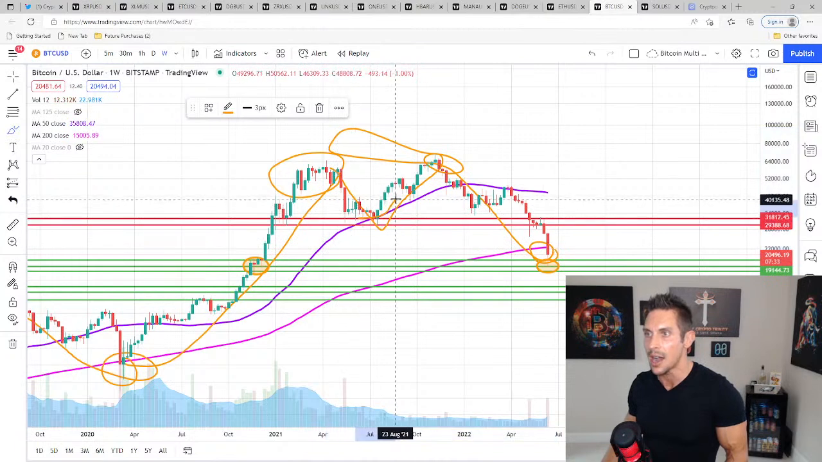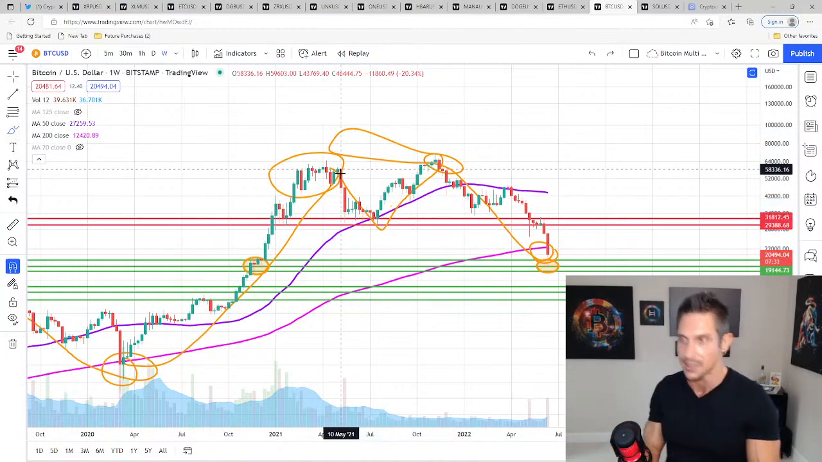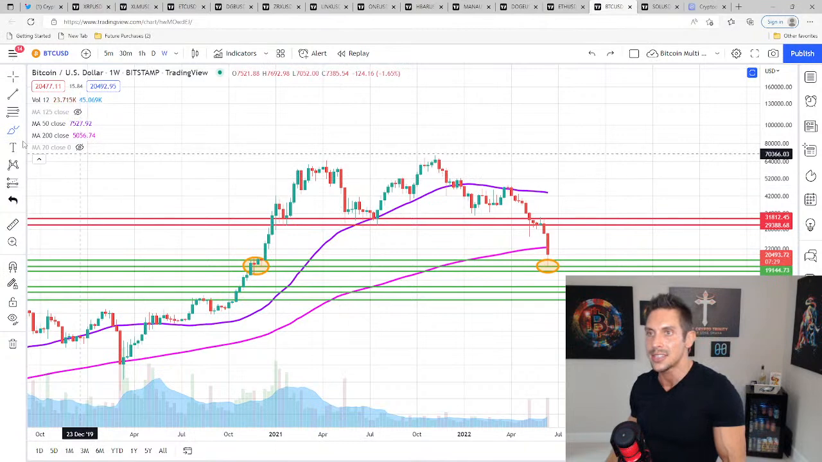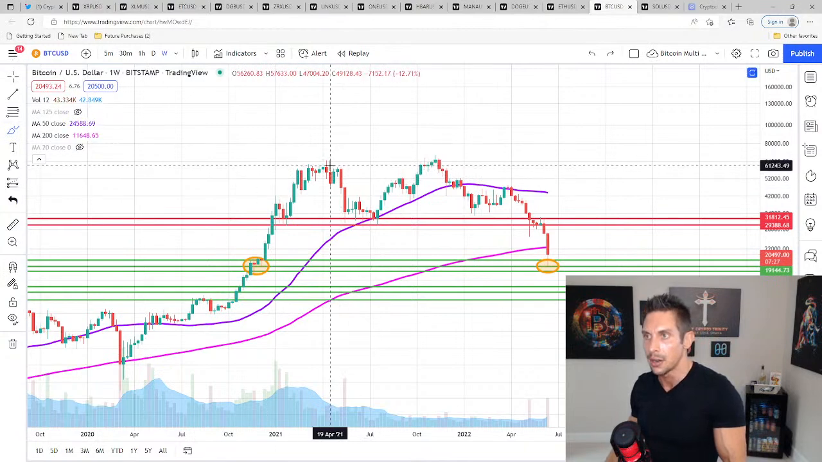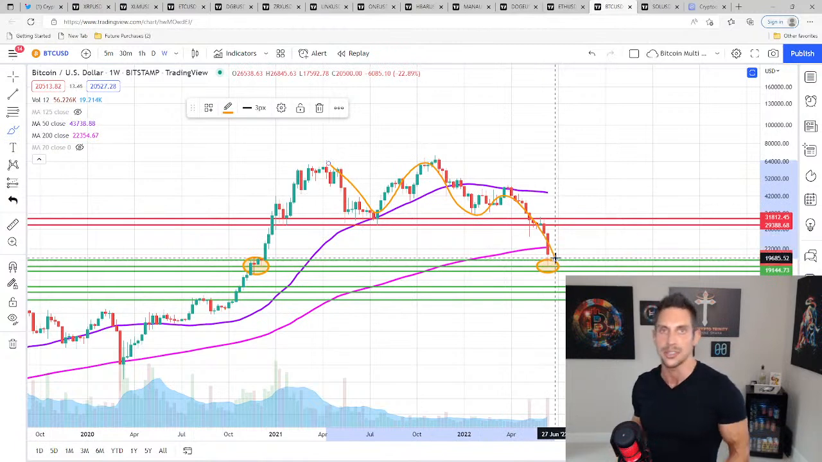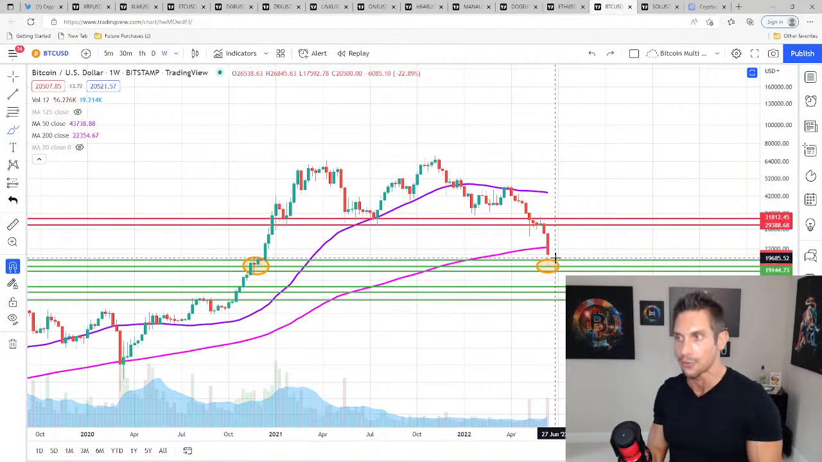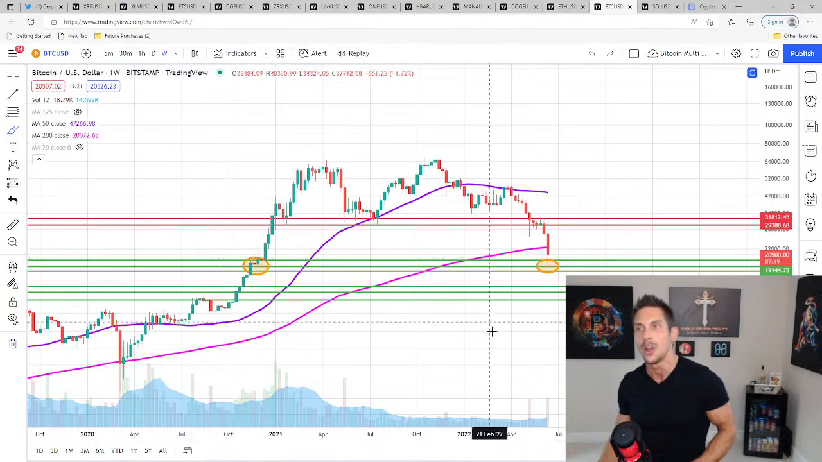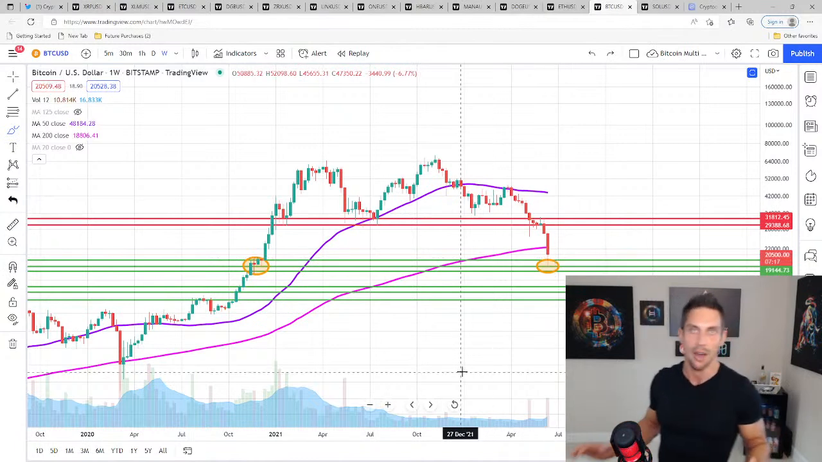So this entire, Jesus, this is an ugly, ugly chart. This entire price action from this top down here, this is all a correction. This is not a bear market. We've been in a correction for a long time. That's the impression I'm under. We have not experienced a blow off top.